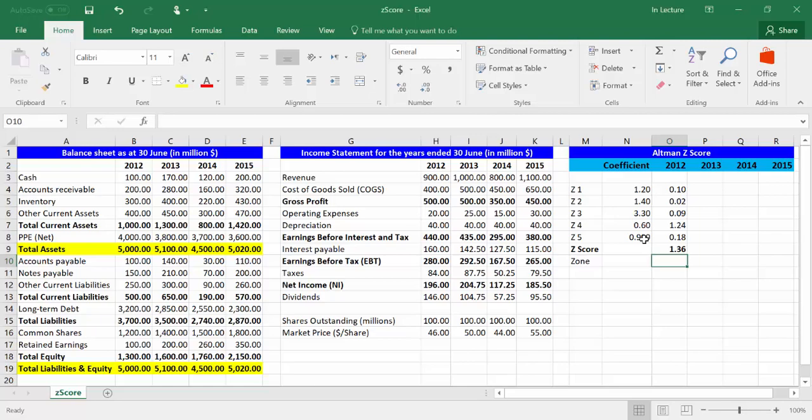We know that if total Z-score is greater than 2.99, it is a safe zone. If it is greater than 1.8 but lower than 2.99, it is a gray zone. If it is lower than 1.8, it is a distress zone.